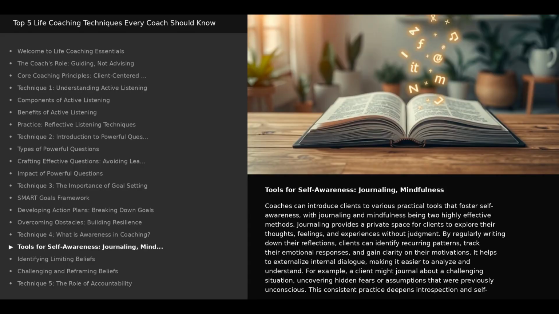Tools for self-awareness: journaling and mindfulness. Coaches can introduce clients to various practical tools that foster self-awareness, with journaling and mindfulness being two highly effective methods.